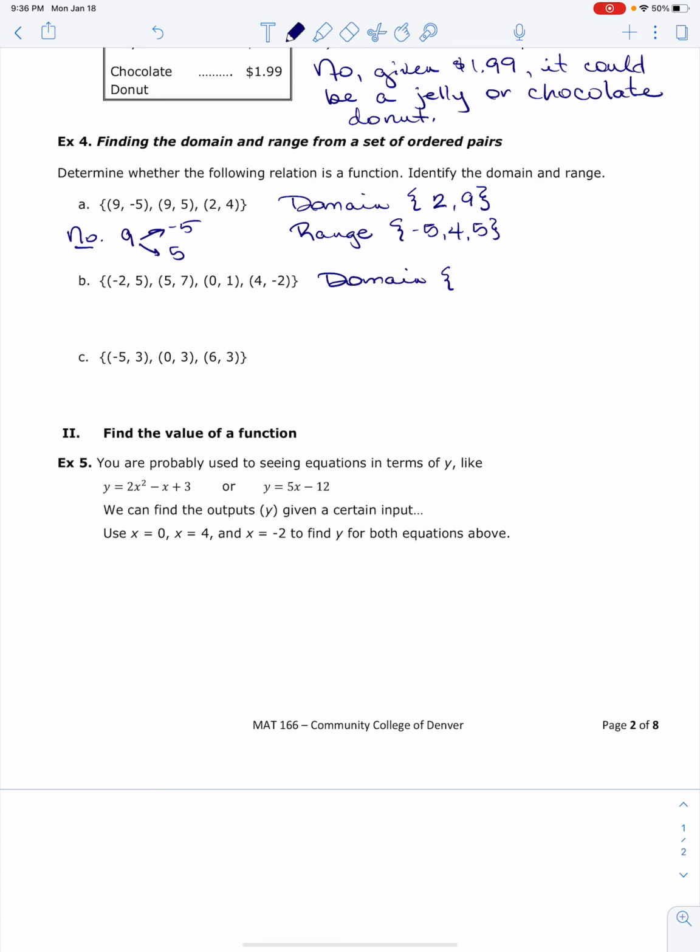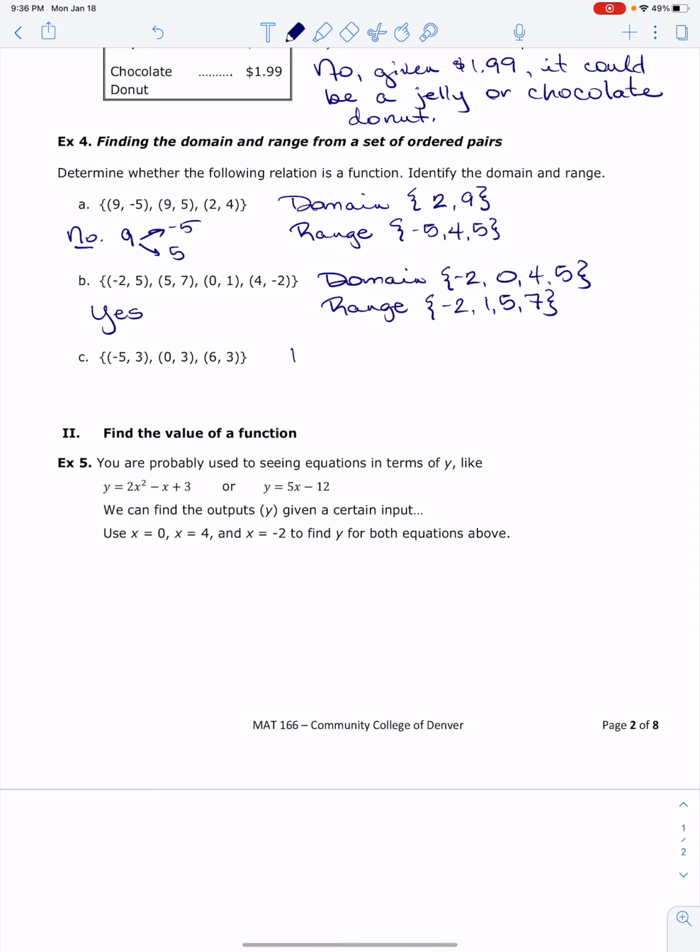My domain, all possible x's. Let's see if I can go numerically. I've got -2, 0, 4, and 5. My range, I've got -2, 1, 5, and 7. And notice each of my x's is different. So yeah, this is going to be a function.